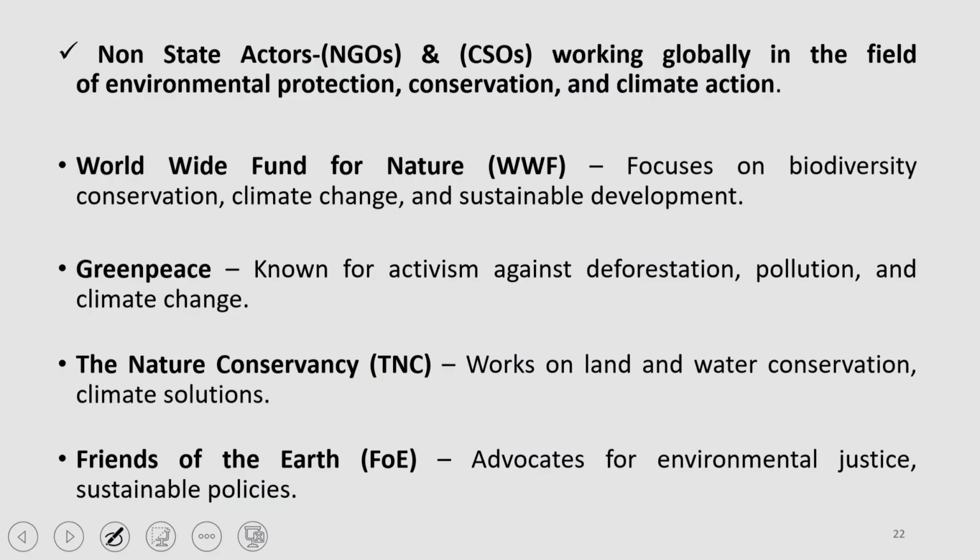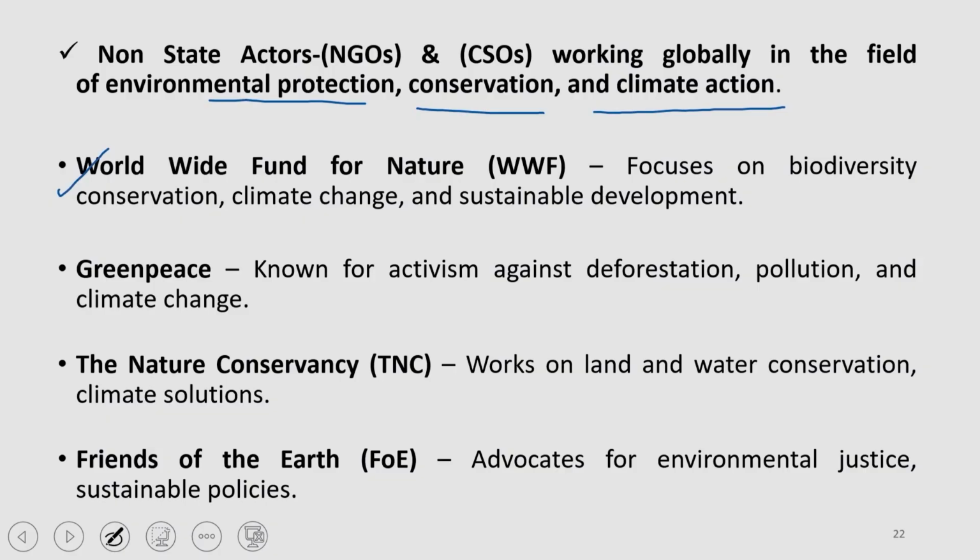So now we can see some examples of non-state actors as INGOs and CSOs. INGOs means international non-governmental organizations, and CSOs are civil society organizations, all working globally, especially in the field of environmental protection, conservation and climate action. Here we can see WWF, which we have discussed in the previous lectures too, that focuses on biodiversity conservation, climate change and sustainable development.